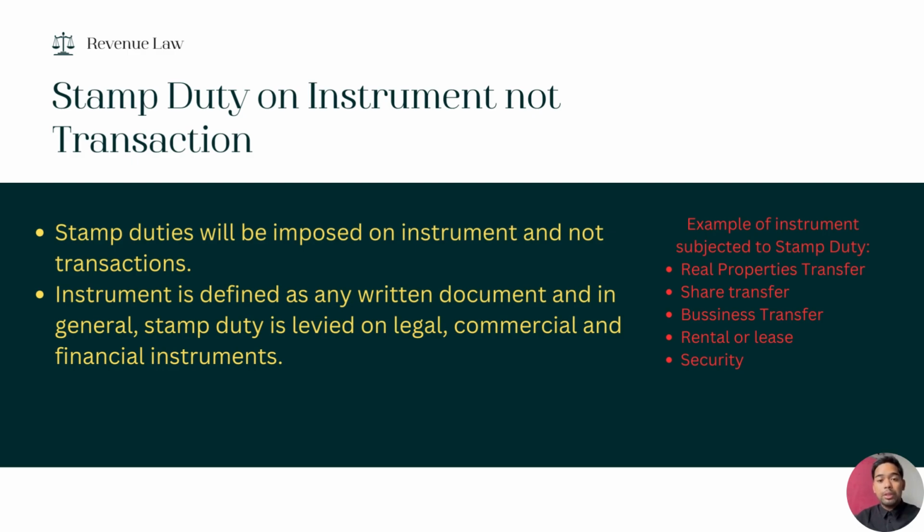So the next principle is stamp duty on instrument, not transaction. Stamp duties will be imposed on instruments and not transactions. An instrument is defined as any written document, and in general, stamp duty is levied on legal, commercial, and financial instruments. Examples of instruments subject to stamp duty are real property transfer, share transfer, business transfer, rental or lease, or security transfer.